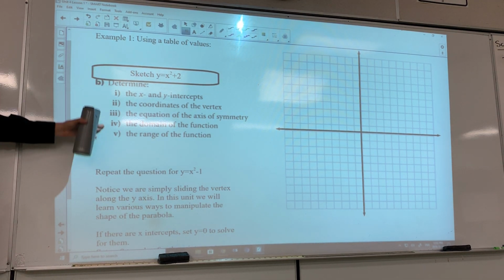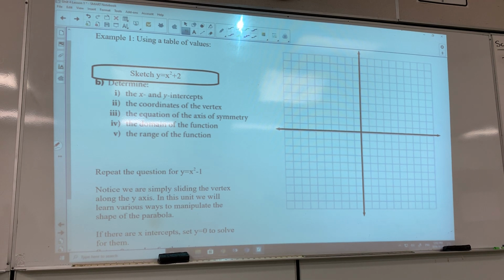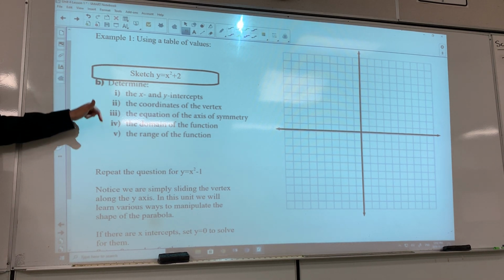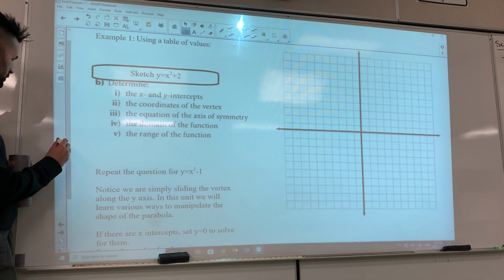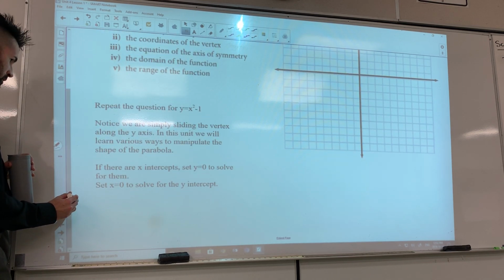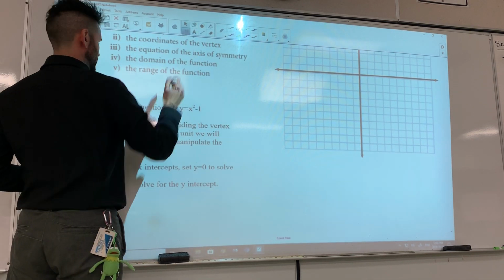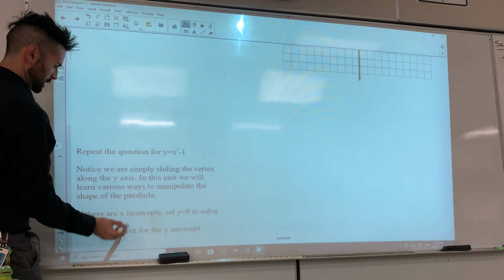So notice, this is basically every question you'll get. You need the vertex, the x and y intercepts, axis of symmetry, domain, and range. Okay? Do you have enough room here to do... I'm just going to move this out of the way.